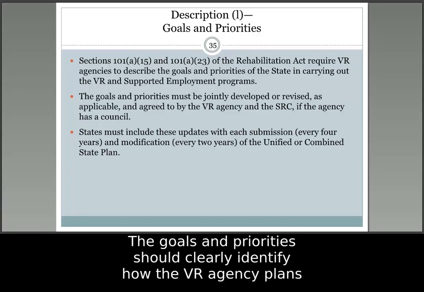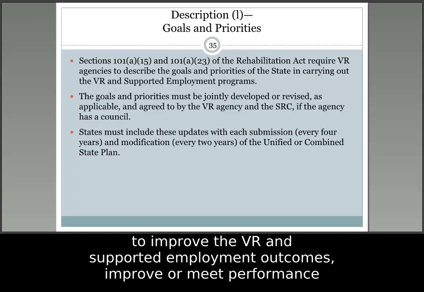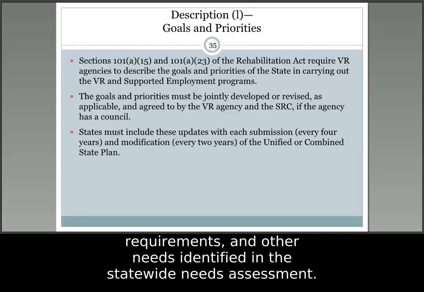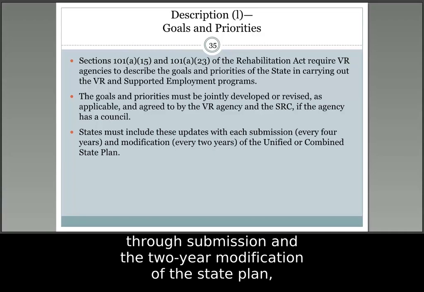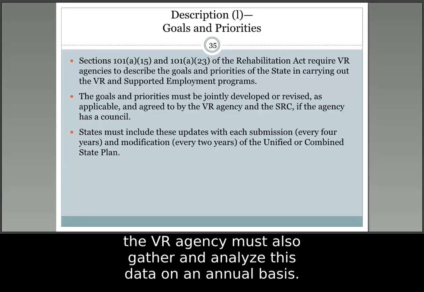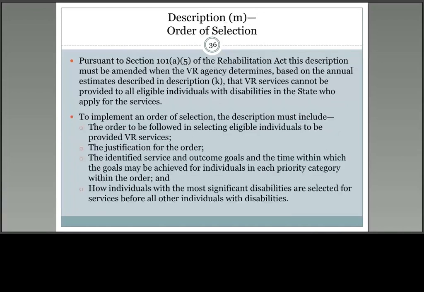The goals and priorities should clearly identify how the VR agency plans to improve the VR and supported employment outcomes, improve or meet performance requirements, and other needs identified in the statewide needs assessment. Although these statutorily required updates are reported every 4 years submission and the 2-year modification of the state plan, the VR agency must also gather and analyze this data on an annual basis.